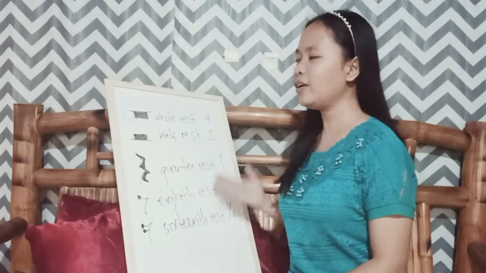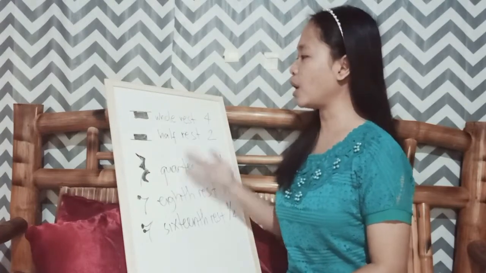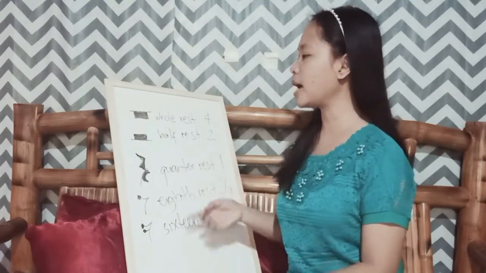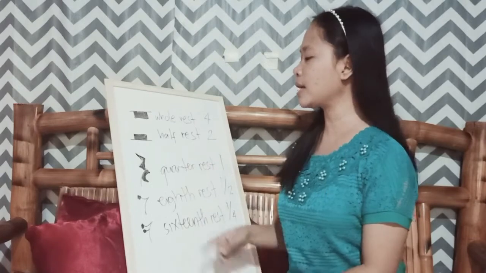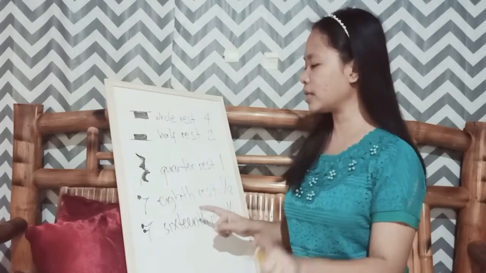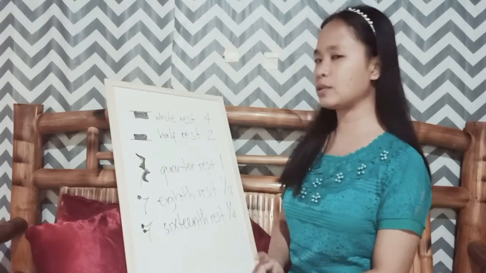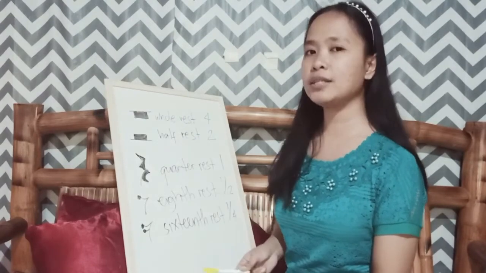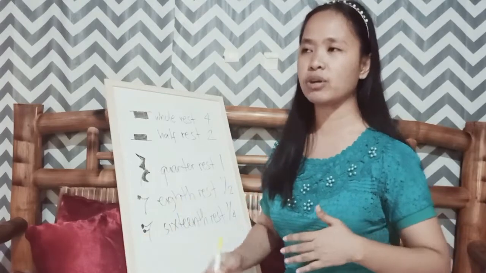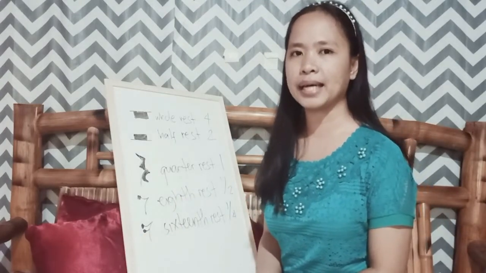So now, here are our rests. We have the whole rest, 4 counts, half rest, 2 counts, quarter rest, 1 count, 8th rest, 1/2 count, 16th rest, we have the 1/4 count, and these are our pahinga during singing or while playing an instrument.